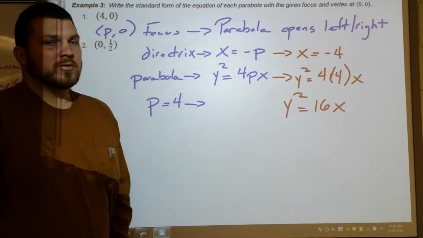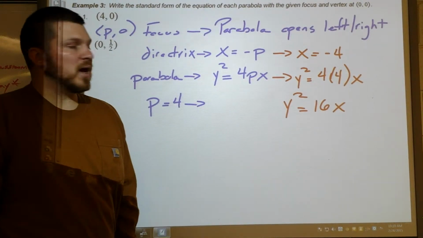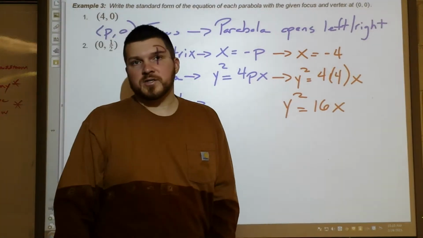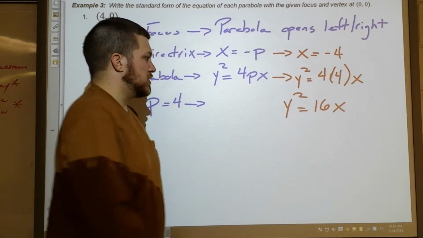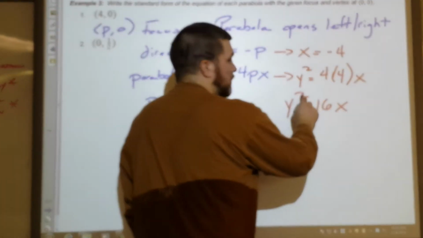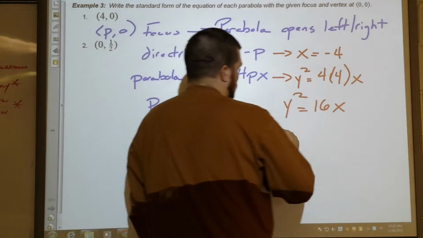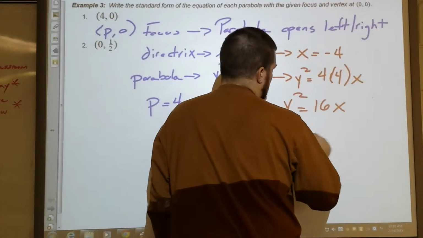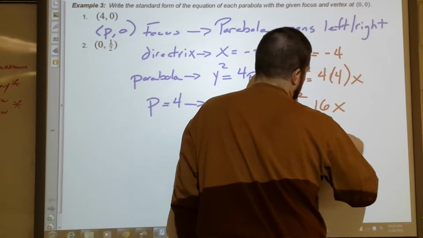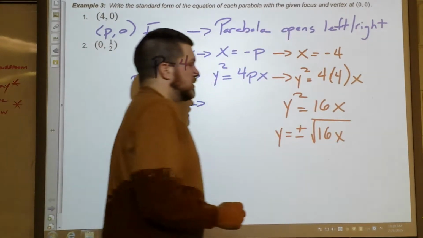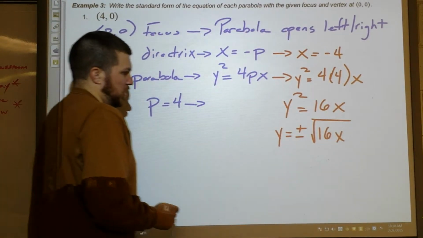Now, I would like to be able to graph this as much as possible. So my calculator only graphs y, does not graph y squared. So to get rid of the square, I need to do square root. But since my power is even, I need to consider plus or minus. So I have y equals plus or minus the square root of 16x. So that's the equation of my parabola.